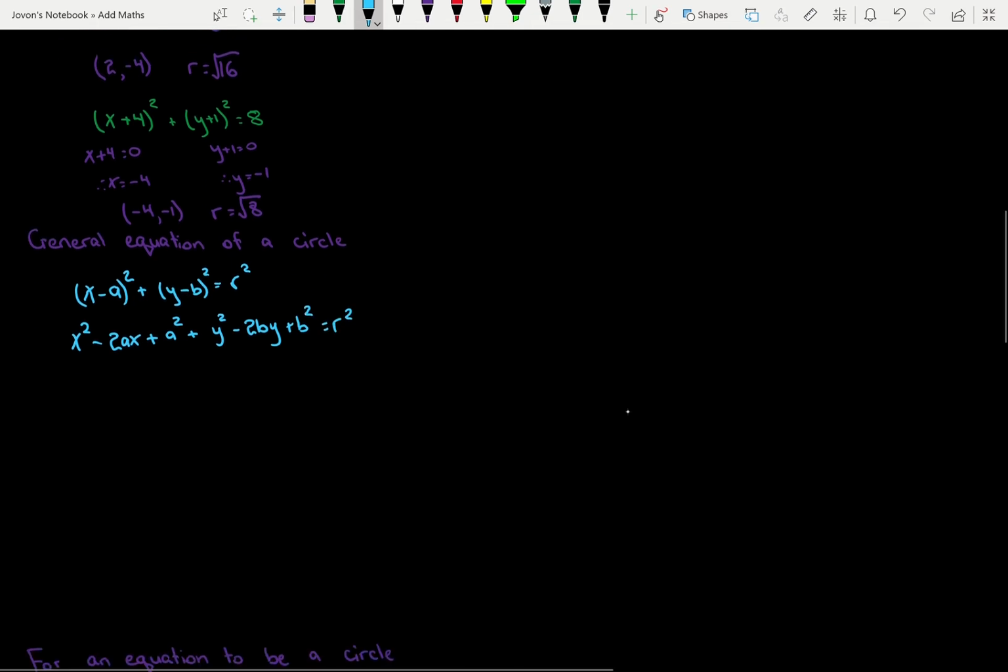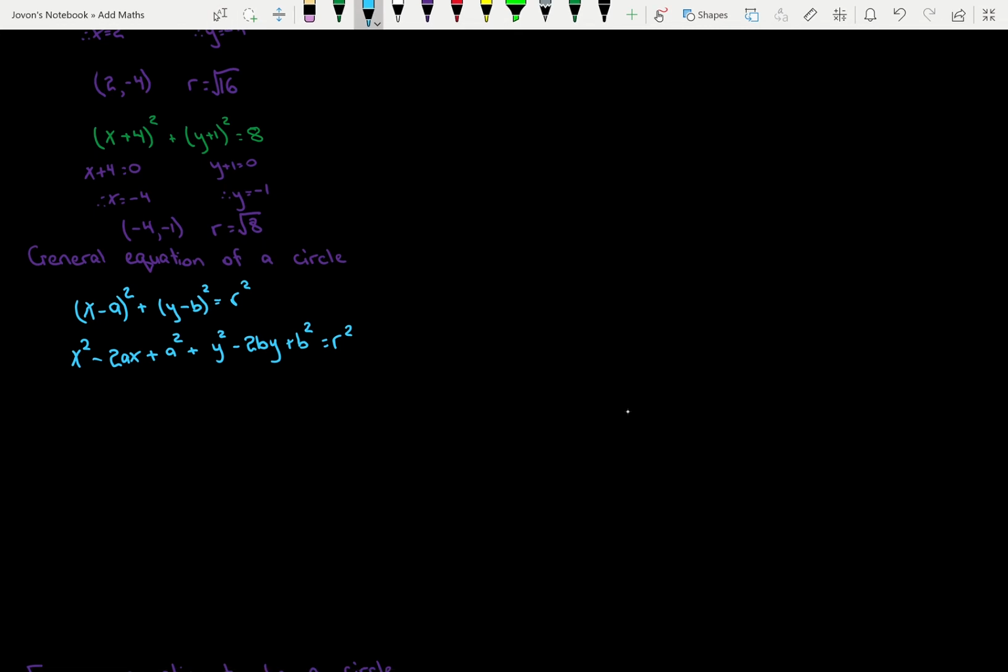If we simplify this again, what we get is we put x squared plus y squared in front. Then we have minus 2ax minus 2by plus a squared plus b squared minus r squared is equal to 0. And this is a general equation of a circle. So it's pretty simple.